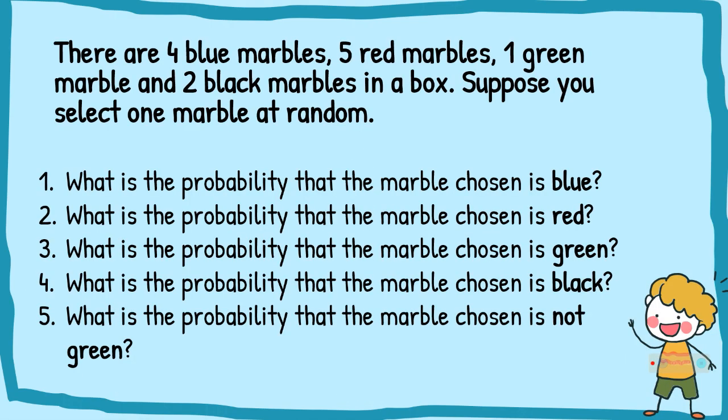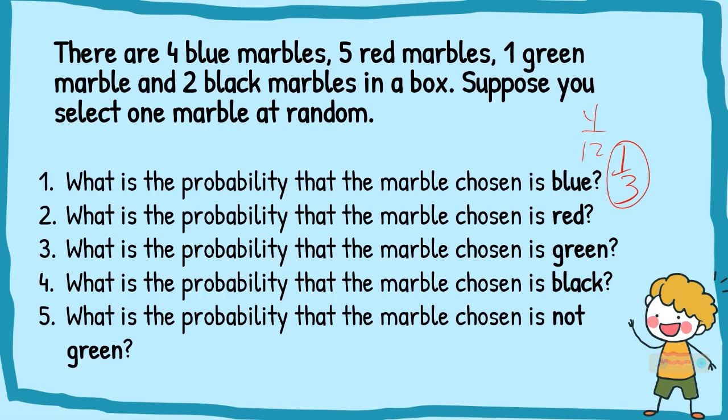There are 4 blue marbles, 5 red marbles, 1 green marble, and 2 black marbles in a box. Suppose you select 1 marble at random. What is the probability that the marble chosen is blue? That's correct. We have 1 out of 3 because you have 4 over 12, and 4 over 12, when reduced to lowest term, is 1/3.